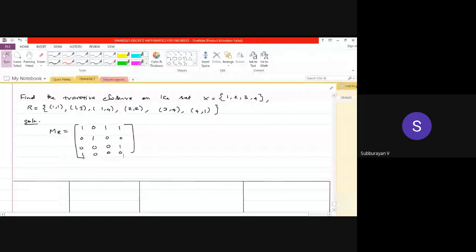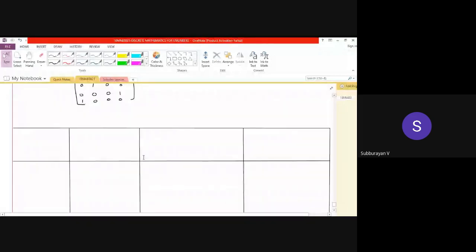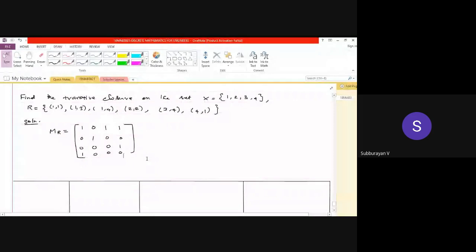Then come to the first row. What are the positions having non-zero entries? 1, 3, 4. Then make the combinations: (1,1), (1,3), (1,4). Similarly (4,1), (4,3), (4,4). Suppose if you have 1 at (1,1), leave it. Suppose if it is 0, then make it 1. In the new combination, if the number is 1, leave it. If the number is 0, then make it 1. This is the first step.